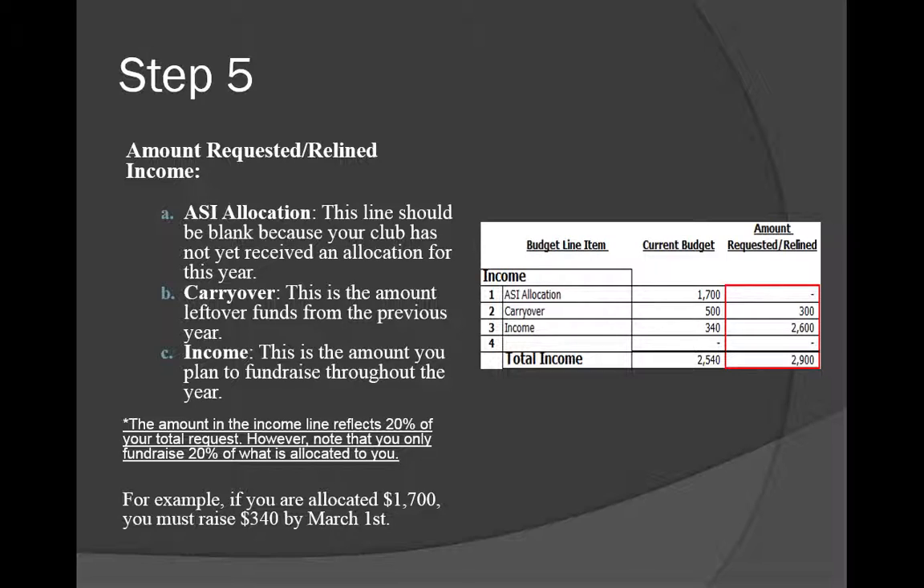So for example, if you were allocated $1,700, you must raise $340 by March 1st, or else we will hold 30% of your allocation from ASI. Again, if you do not reach these fundraising goals, we will hold your second reimbursement from ASI until those goals are met, and further action will be taken at that point.